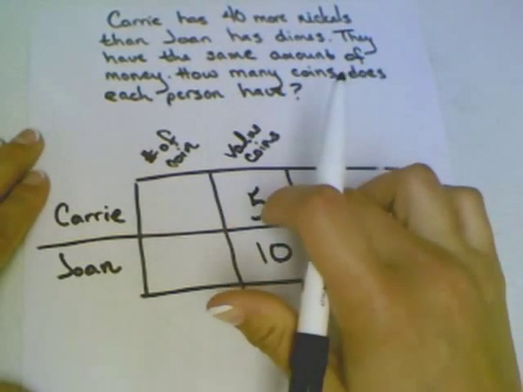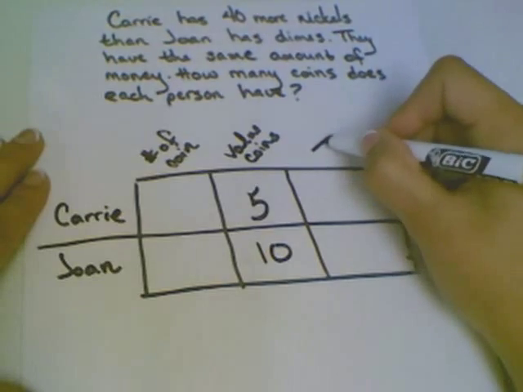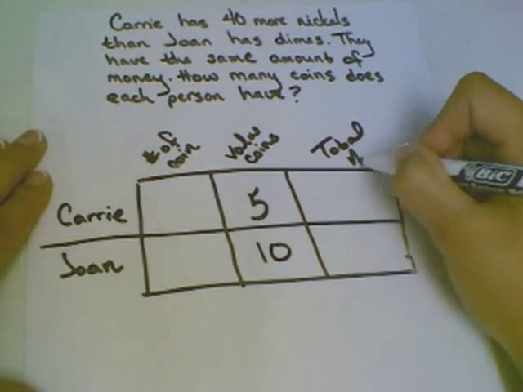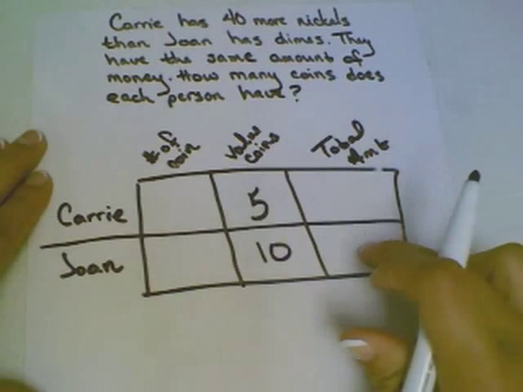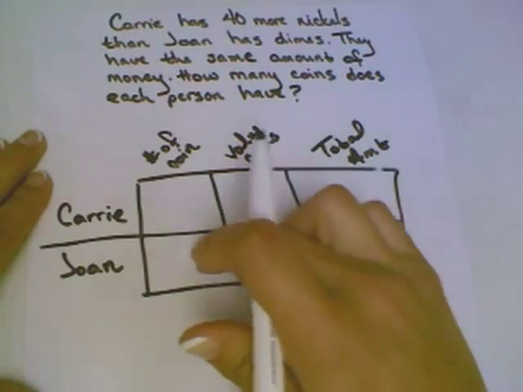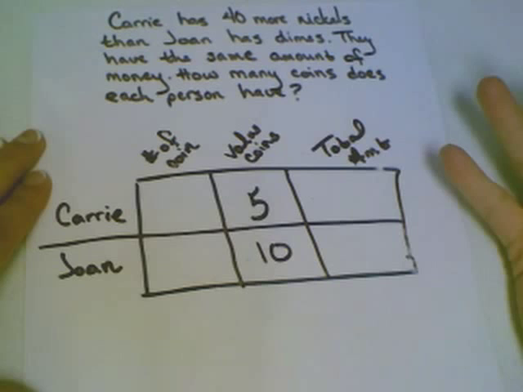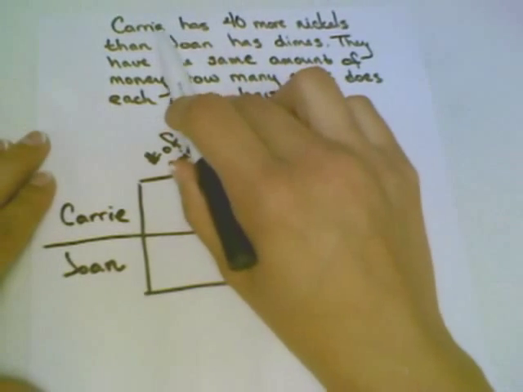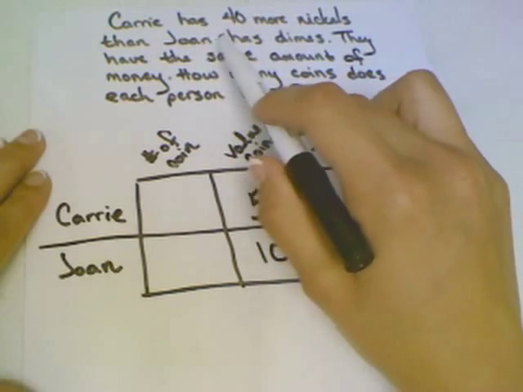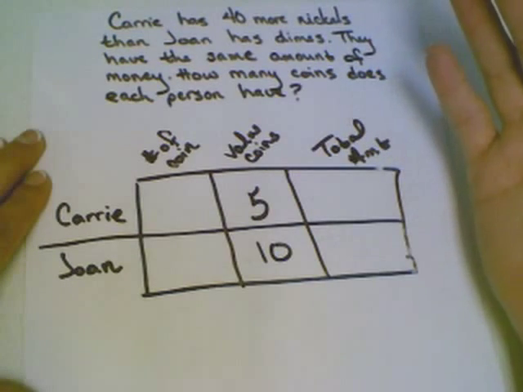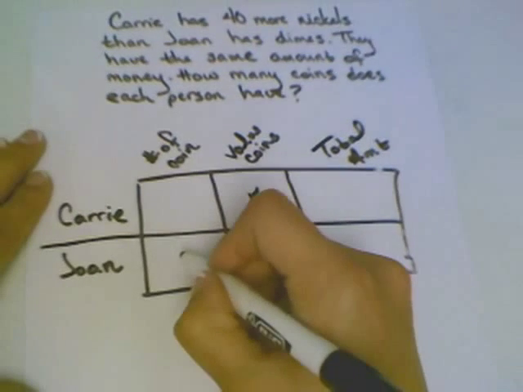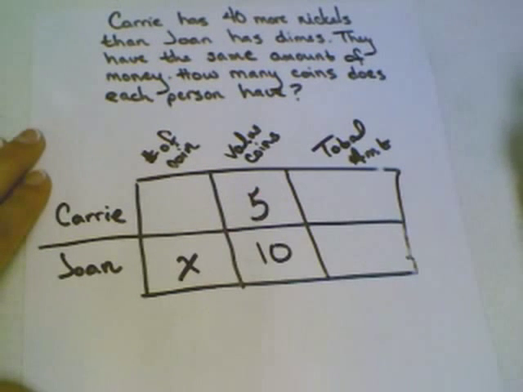And if I take the number of coins that Carrie has times their value, I'll get the total amount that Carrie has, or the total amount that Joan has. My problem is I don't know what these numbers are, and that's where our variables come in. So let's consider the fact that we know something about Carrie. She has 40 more nickels than Joan, but Joan's a complete mystery to us. How much does Joan have? We don't know, so we're going to make that our variable.